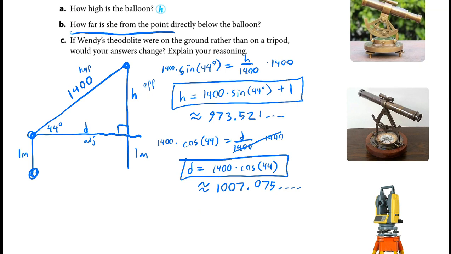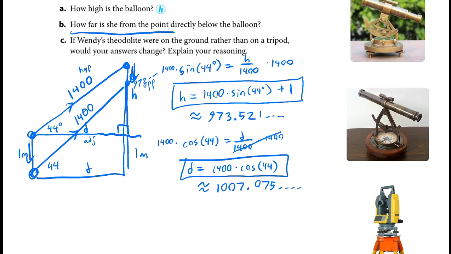So if it was on the ground, that means the balloon would actually be lower to get a 44-degree angle, for these lines to be parallel, right? It would be exactly 1 meter lowered here. It would be 1 meter lowered up here. So instead of 973, we get 972. But we'd still have the same 44 degrees, the same 1400. So we'd still get the same horizontal distance. The only difference would be that.